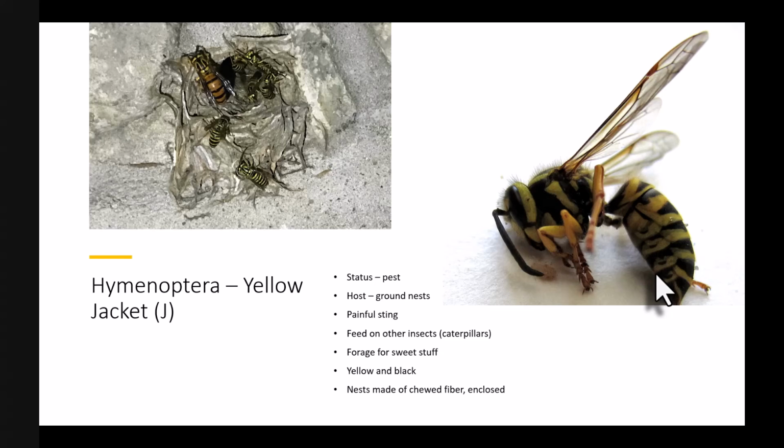Their sting is incredibly painful. And once one comes out and stings you, the rest are going to smell that alarm pheromone, and they're all going to come out and try to attack also. They tend to primarily be predators, feeding on other insects such as caterpillars, but they will also do some foraging on nectar to try to get some of the sweet nectar.